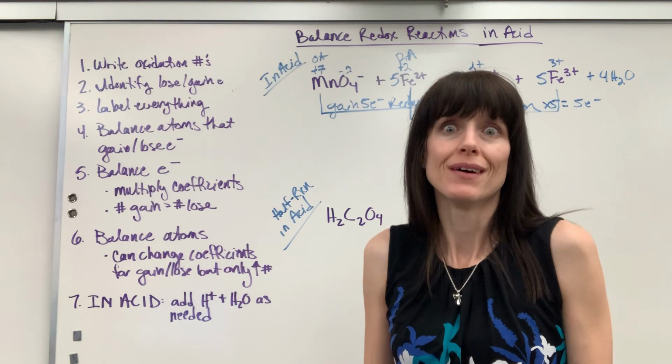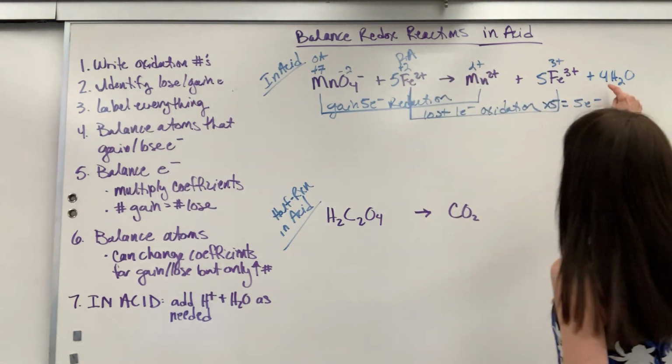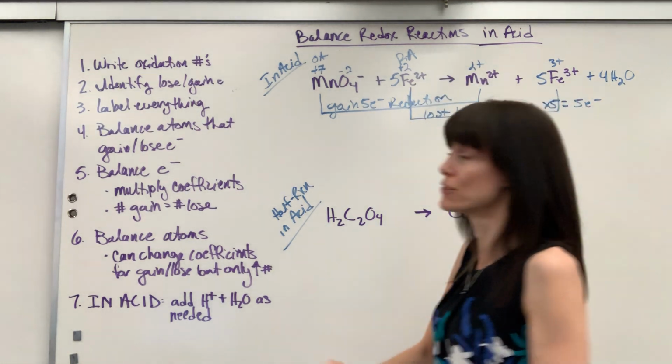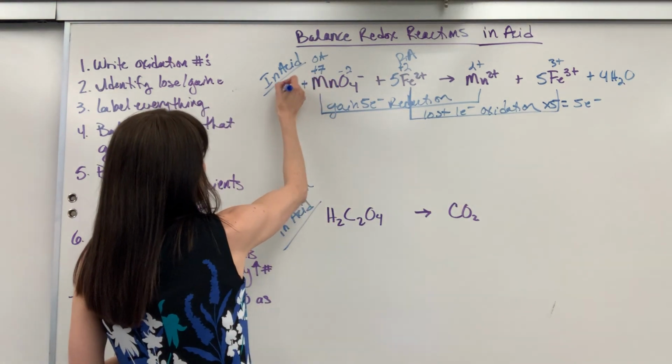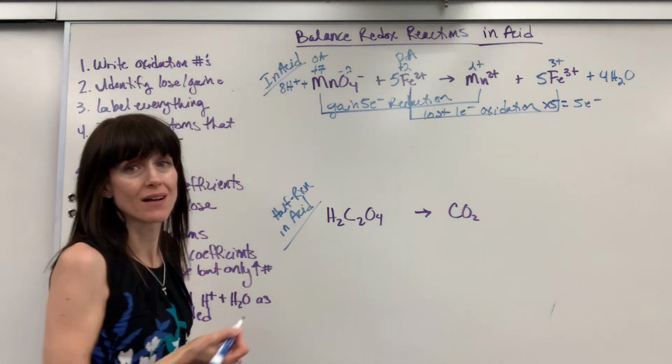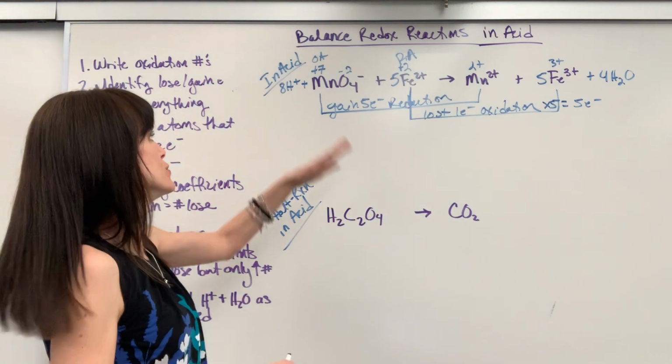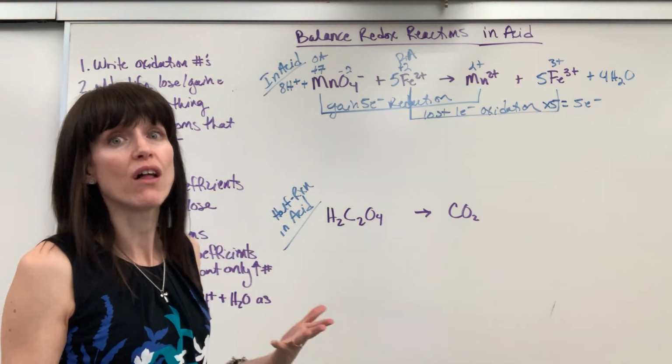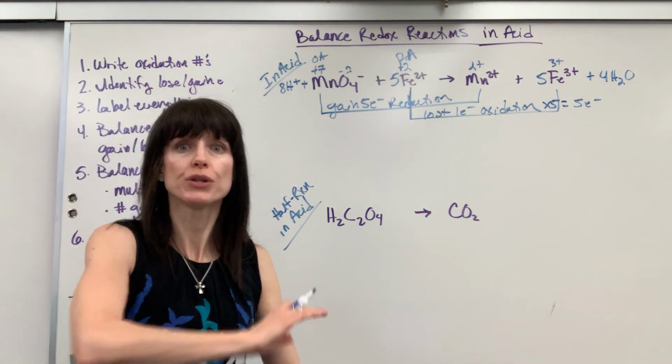But now what did we do? We added hydrogen. I've got 2 times 4, 8 hydrogen. So I have to add my 8 protons, my 8 hydrogen ions to the other side. So now all of the atoms are balanced. So here's your huge takeaway.